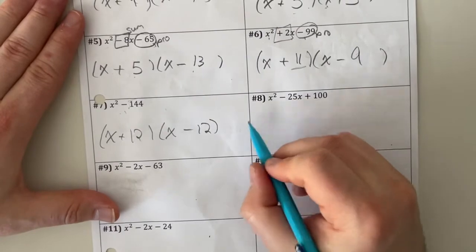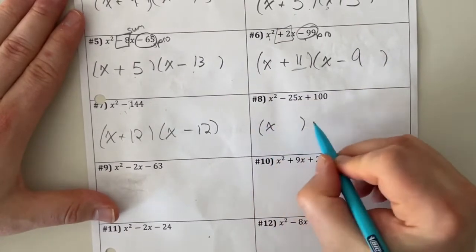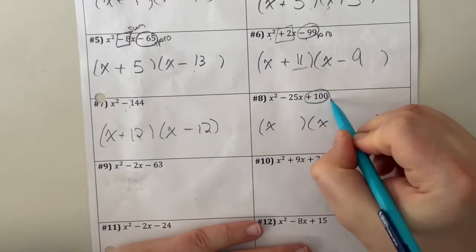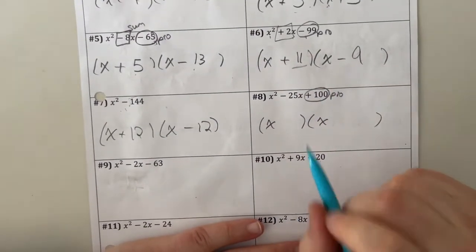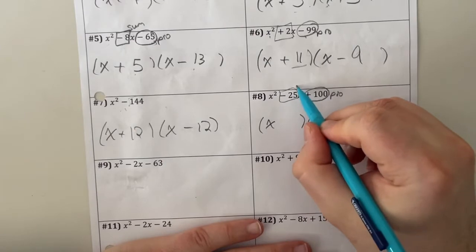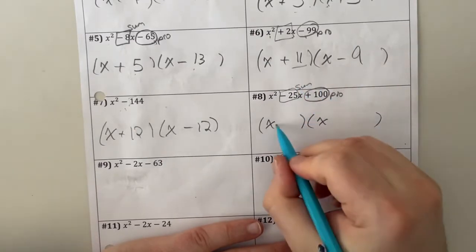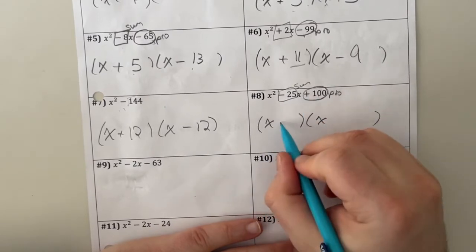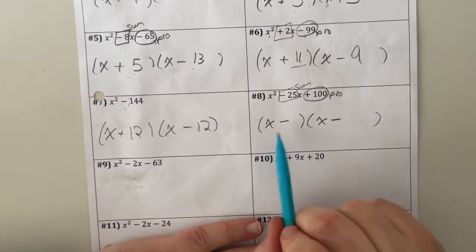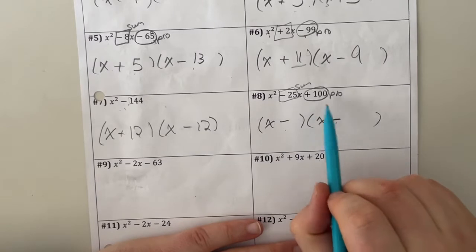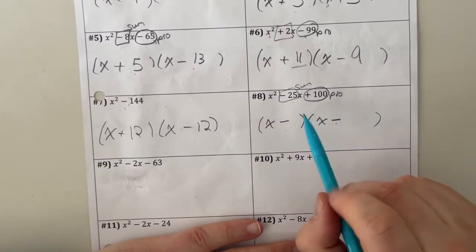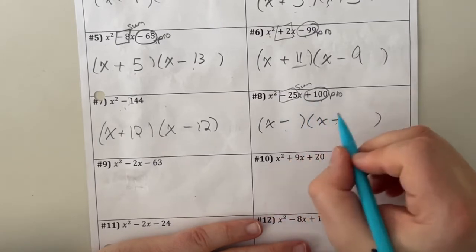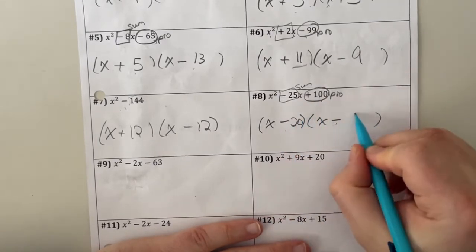For number 8, write your starter foundation. And I can say, all right, what's my product? It's 100. What's the sum? Negative 25. So I'm going to have the same sign, but they're going to be negative. So both of these are going to be negative since the same sign multiplied together is positive. And so I'm saying, okay, what two numbers multiply together to get 100, and their sum is 25. I could say I have 20 and 5.